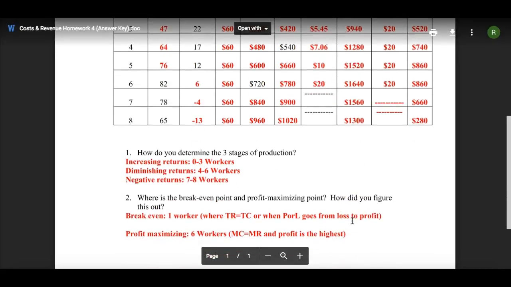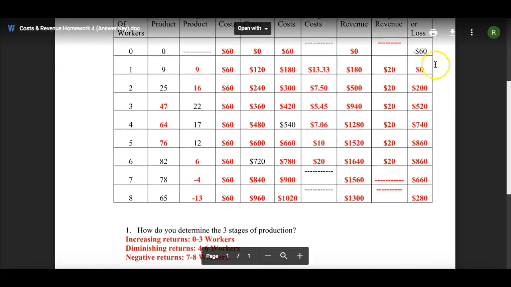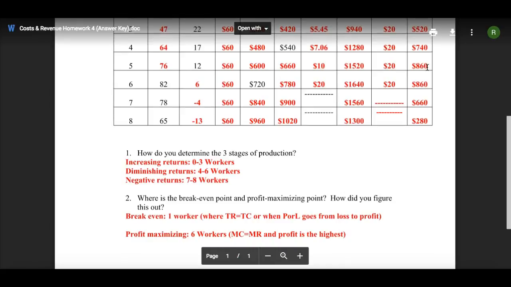All right, for the second question, where is the break-even point and the profit maximizing point? How do you figure it out? The break-even point is going to be at 1 worker because, amazingly enough, in this one we actually have a point where total revenue and total costs are equal. So that's at 0. Okay, so that's our break-even point. For a profit maximizing point, it's going to be at 6 workers because our marginal cost is 20, our marginal revenue is 20, and our profit is the highest at 860. That's how many workers we should actually hire.